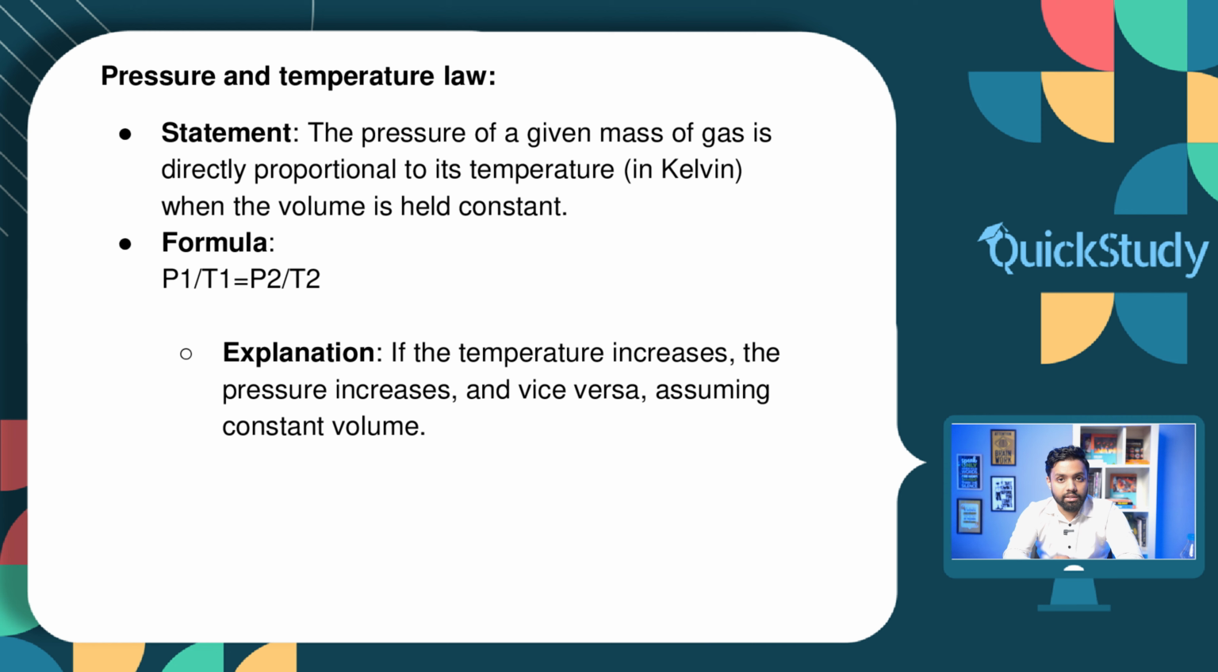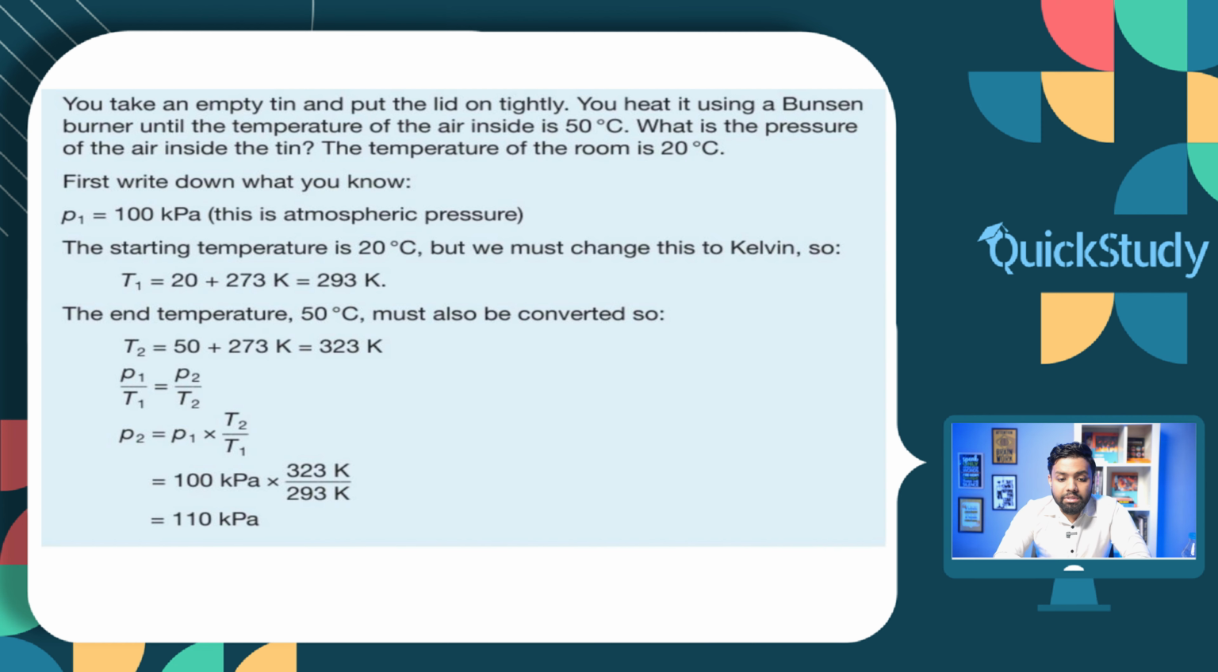So let's look at an example for this. Let's take an empty tin and put the lid on tightly. You heat it using a Bunsen burner until the temperature of the air inside is 50 degrees Celsius. What is the pressure of the air inside the tin? The temperature of the room is 20 degrees Celsius. So we already got two temperatures. First, we have to write down what we know. P1 is 100 kilopascals. Considering that this is the atmospheric pressure, we have to remember that atmospheric pressure is 100 kilopascals. So we have P1, T1 and T2.